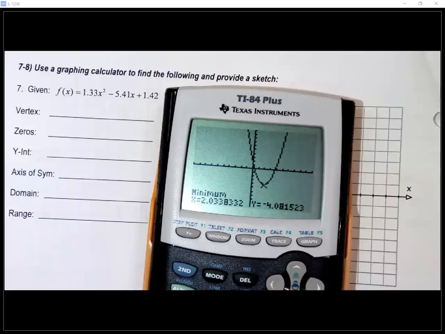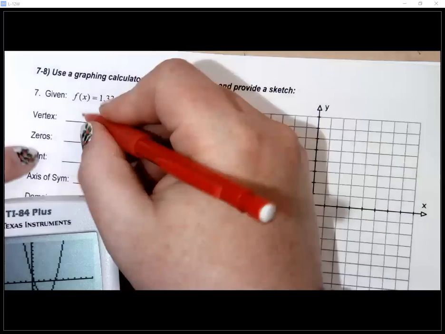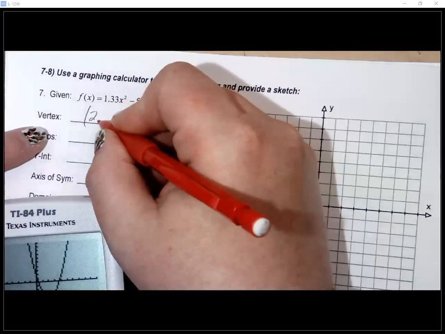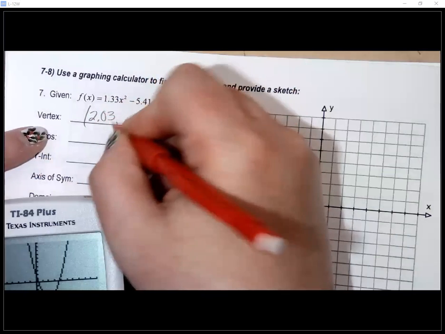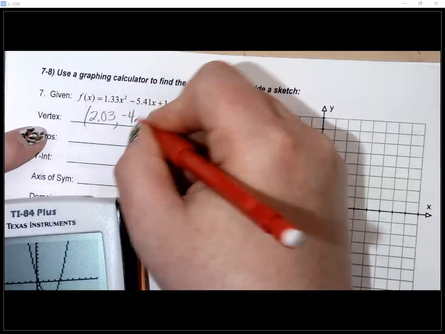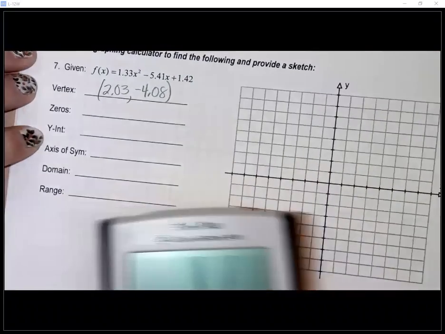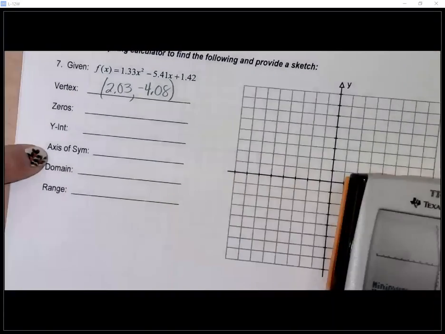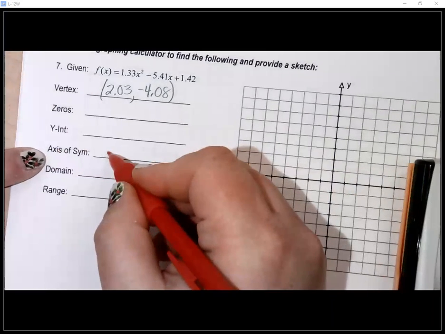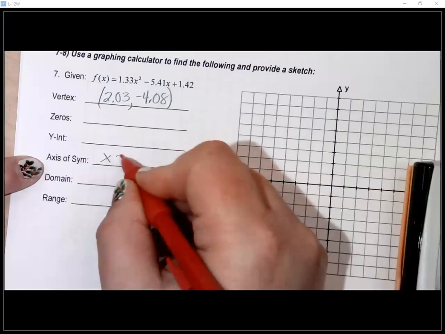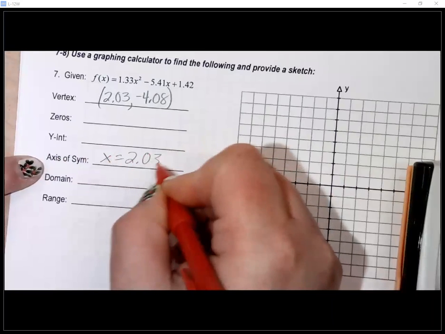Okay, so go ahead and copy that down. Let's go, how about 2 decimal places? I think would be fine. So I'd have (2.03, -4.08). I also have my axis of symmetry from that. What do I write for the axis of symmetry? x = 2.03. Do not forget the x equals part.